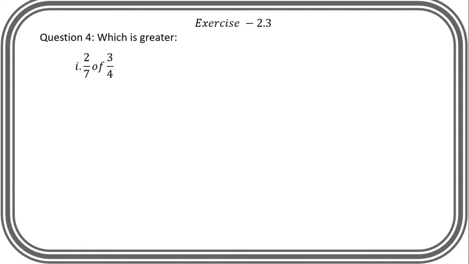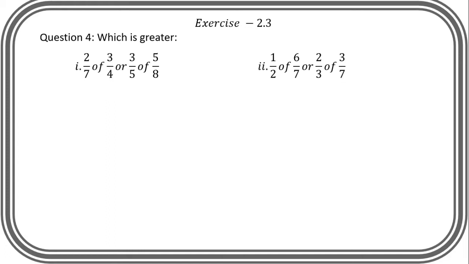Before starting, I am going to explain exercise 2.3 question number 4. A student asked me a doubt on this question. So see beta, what is question number 4 of exercise 2.3? Which is greater? Here we have 2 upon 7 of 3 upon 4 or 3 upon 5 of 5 by 8. Second part: 1 upon 2 of 6 upon 7 or 2 upon 3 of 3 upon 7.